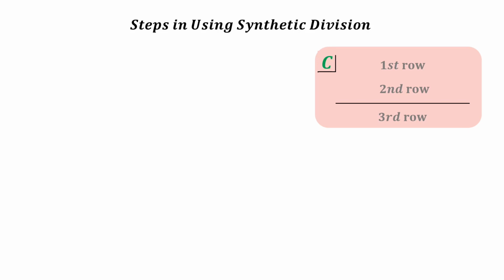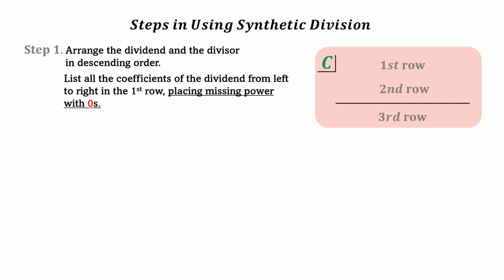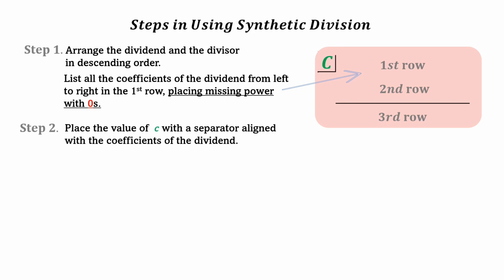Step 1. Arrange the dividend and the divisor in descending order. List all coefficients of the dividend from left to right in the first row, as illustrated in the picture on the right, placing zeros for missing powers. Step 2. Place the value of c with a separator aligned with the coefficients of the dividend.